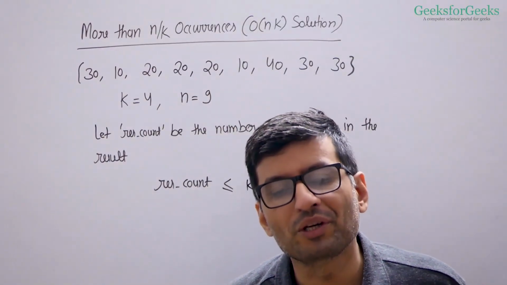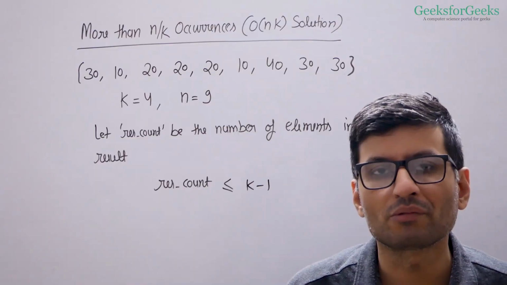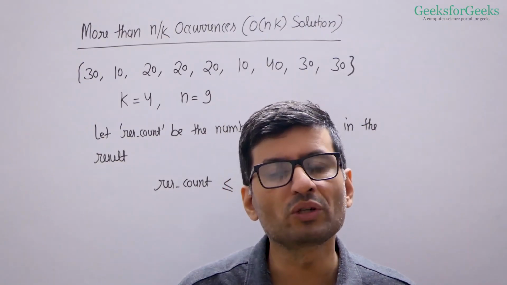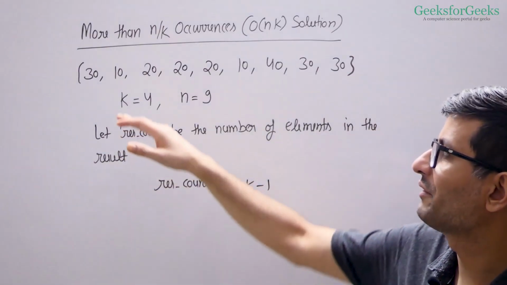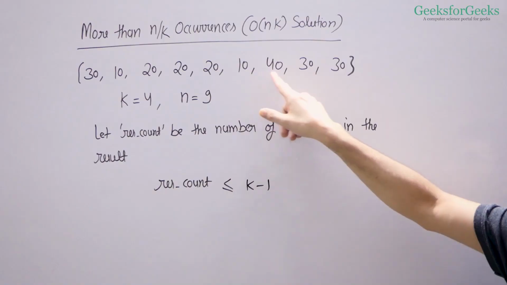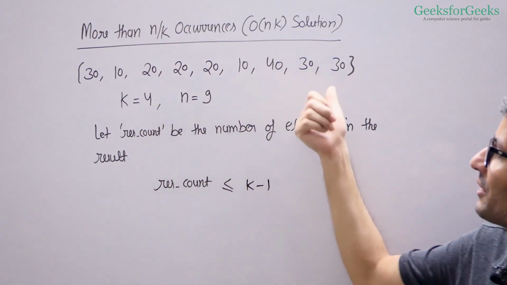Hi, in this video we are going to talk about the big O of nk solution for the problem of finding elements with more than n by k occurrences. Let's do a quick recap of the problem. Let's say we have this example: 30, 10, 20, 20, 20, 10, 40, 30, 30, and k is 4. N is 9, the number of elements in this array.